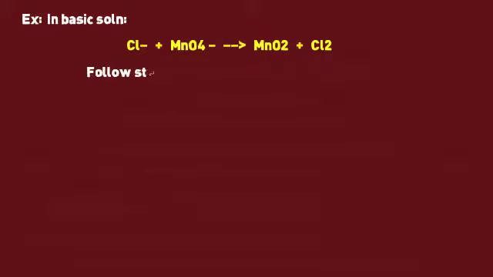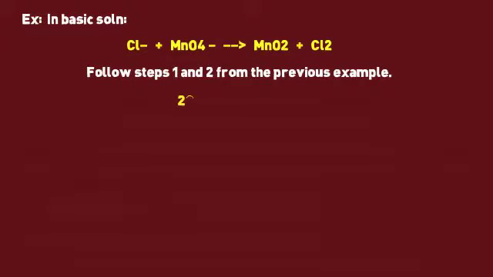Now, what if we wanted to do an example in basic solution? So let's do one in basic solution. Little different. Cl negative plus MnO4 negative 1 yields MnO2 plus Cl2. I want you to follow the steps in the previous example. Steps 1 and 2. From the previous example, I want you to write the oxidation half and the reduction half exactly the same way. Add the waters, add hydrogens, etc., etc.